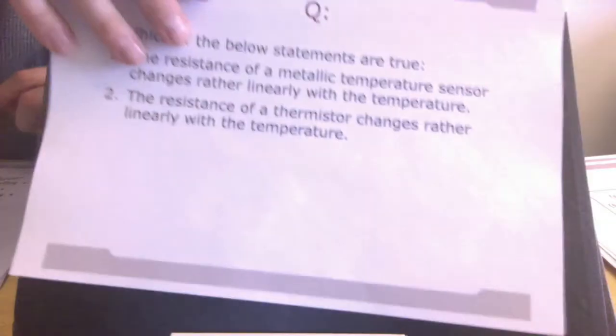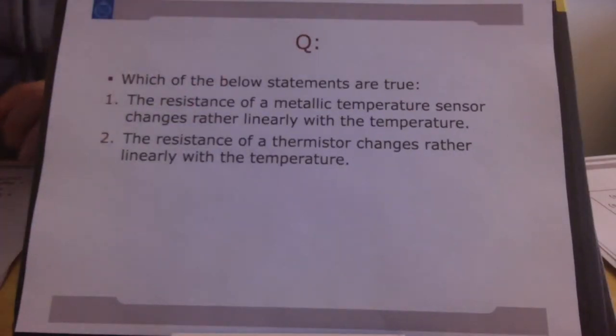So we have a first quiz question now. Which of the below statements are true? 1. The resistance of a metallic temperature sensor changes rather linearly with the temperature. Or 2. The resistance of a thermistor changes rather linearly with the temperature. Or both are true. Or none is true.